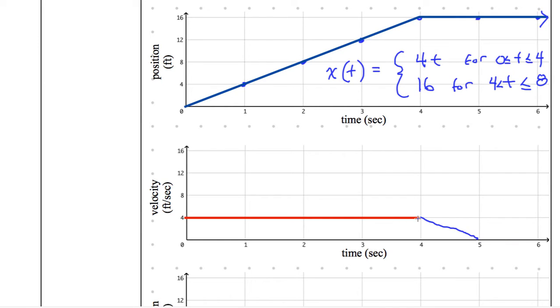Oh, and then it would keep going negative, so it would keep going down like this. Okay, that'd be my guess. Good guess. Aaron, what do you think? 0. It's just 0.